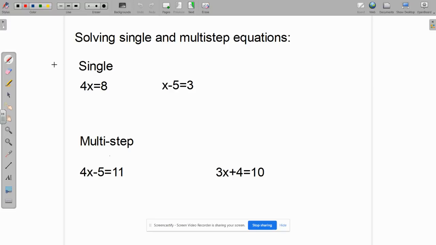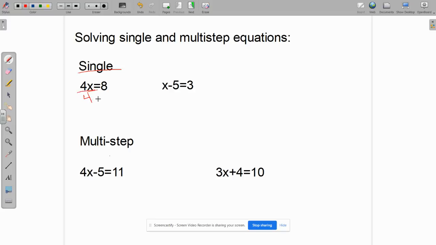So starting off here, we're going to be looking at single step equations. When I say single step, I just mean we're going to be looking at this equation right here, 4x equals 8, and it'll only take you one step to solve for x. The end goal is always solving for that variable that's in your equation. So if I look at this, I know that I want to isolate x, and to do so, I'm going to take this over 4.